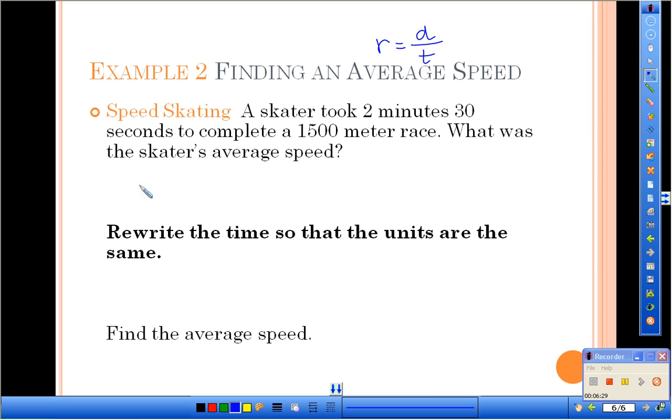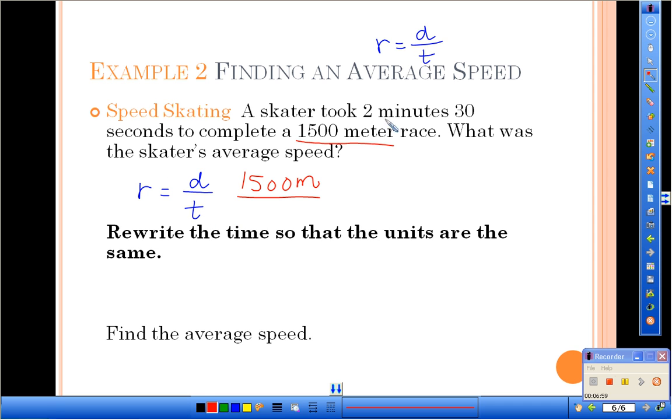First, we're going to use our formula to find the speed. So I'm going to write R equals D over T. And then we're going to just fill in the things that we know. Now we know the distance is 1,500 meters. So I'm going to put that in the numerator of my ratio, or my equation.